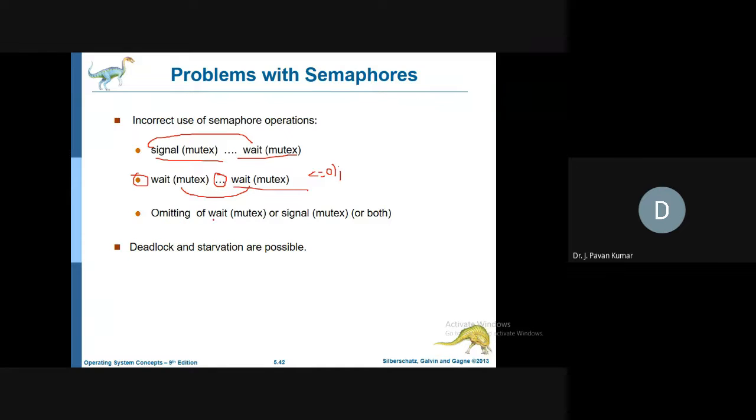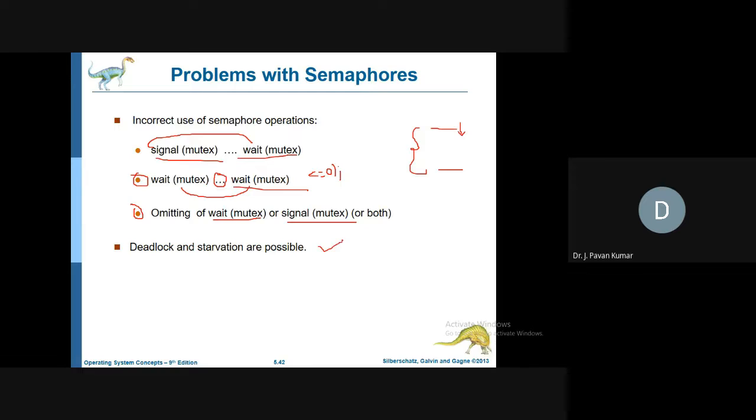Next, if you omit either wait of mutex or signal of mutex in your procedure, what will happen? The process will enter into the critical section without checking, without waiting, or without sensing the value of the semaphore. Then more than one process can be in the critical section. This is another problem with respect to semaphore usage.